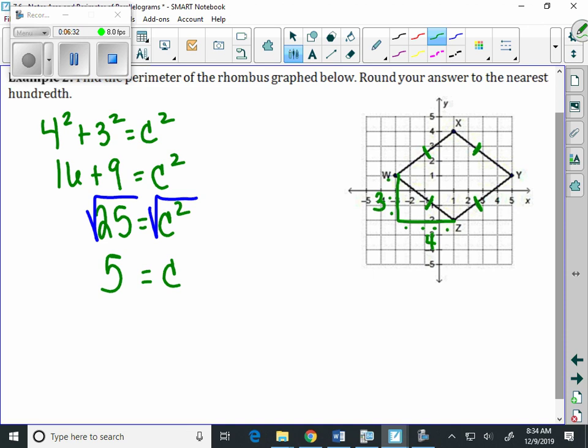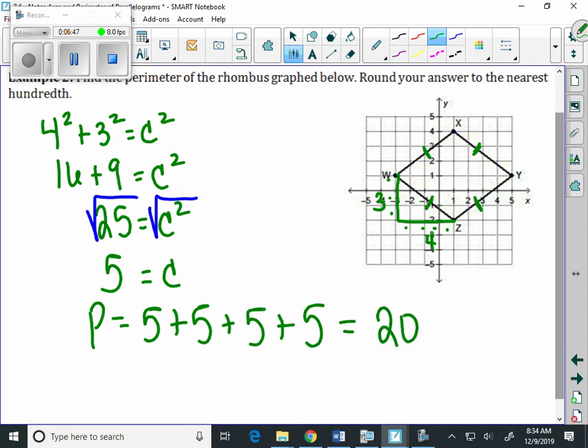But remember, the rhombus has 4 congruent sides. So when we want to find the perimeter, we're going to add 5 plus 5 plus 5 plus 5. We get 20 units.